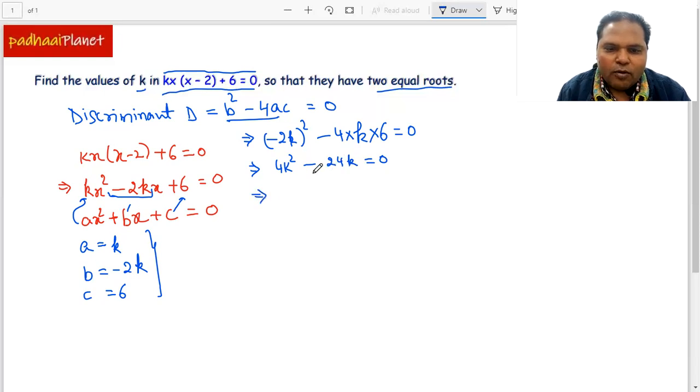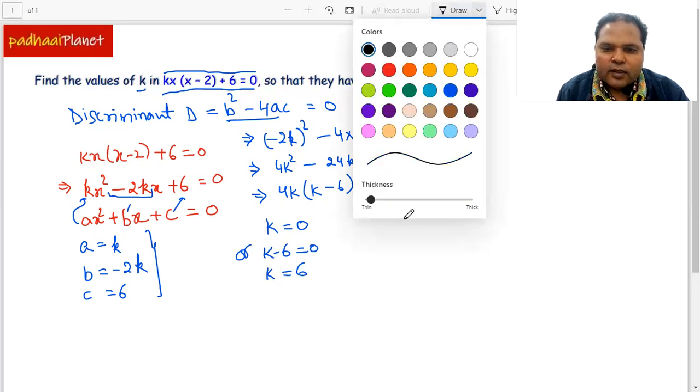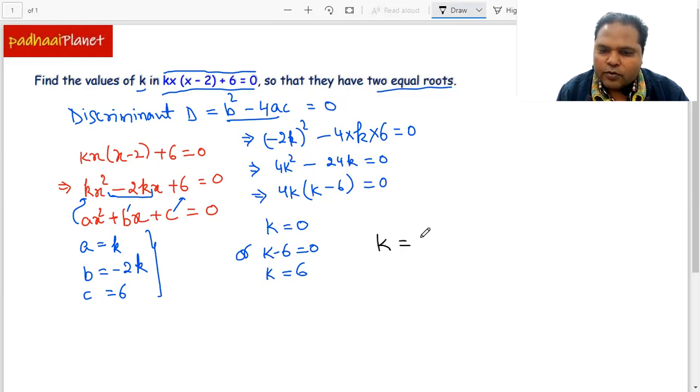Now what we see common from these two terms is 4k, and then we are left with k minus 6, right? Now with this, what we find out is that either k is equal to 0 or k minus 6 is equal to 0, and in that case k is equal to 6. So finally what we can say is that k has two values, k is equal to 0 and 6. These are the two possible values of k, right?